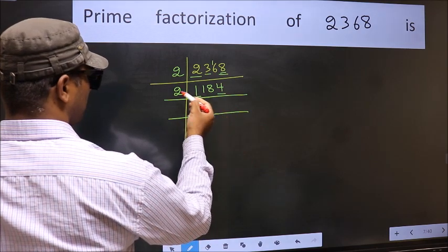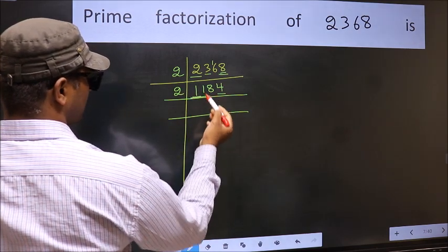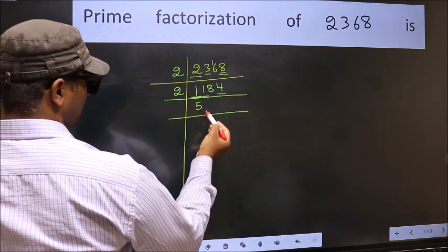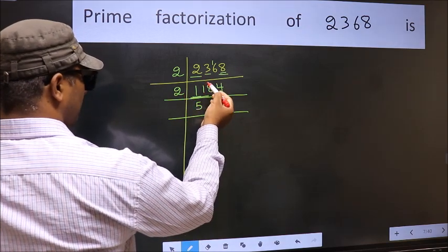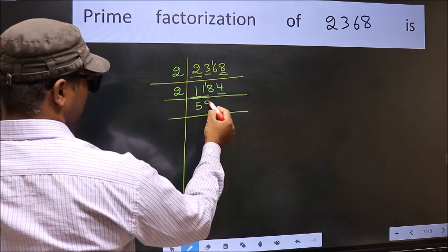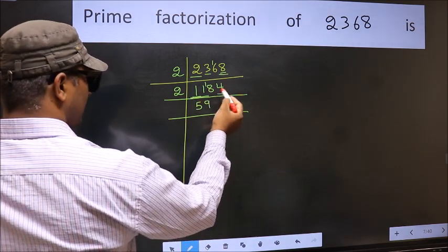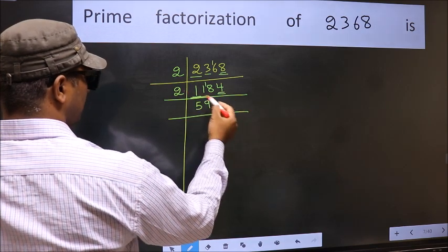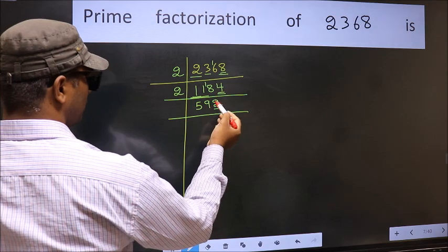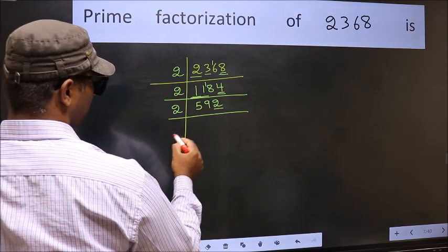First number 1 is smaller than 2, so take 2 numbers, 11. A number close to 11 in the 2 table is 2 5s 10. 11 minus 10, 1, 1 carried forward, 18. When do we get 18 in the 2 table? 2 9s 18. The other number 4, when do we get 4 in the 2 table? 2 2s 4. Now the last digit 2 is even, so take 2.